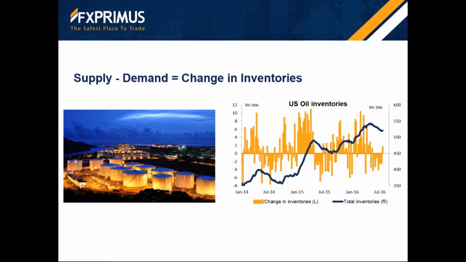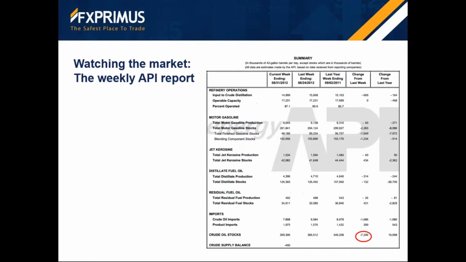First, there's the API report. The American Petroleum Institute, the API, is a national trade association for companies in the oil business. The API produces its weekly statistical bulletin, which reports on production of oil and the 5 most important petroleum products. It also includes information on inventories.